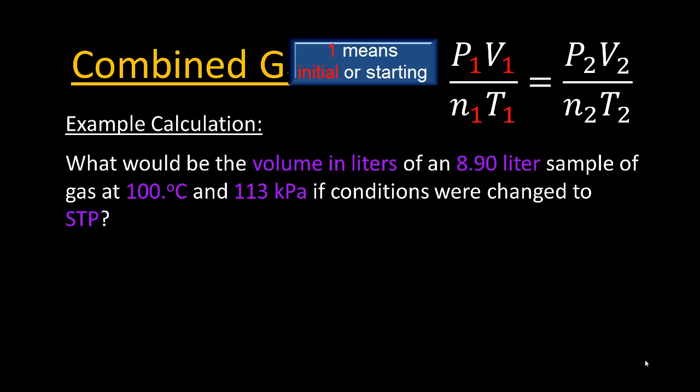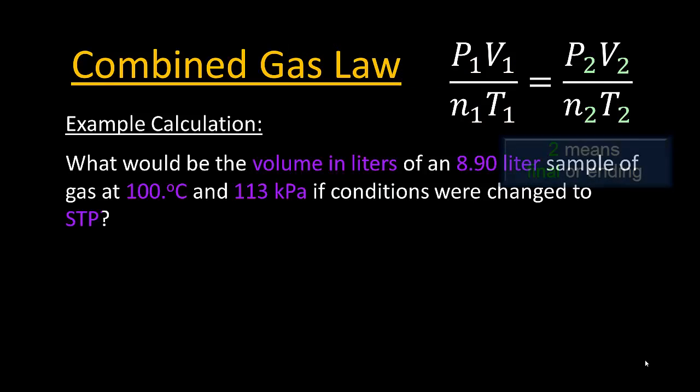I'd also like for you to remember that the ones in these calculations and these laws stand for the initial conditions. So P1 would be the initial pressure or starting pressure, and V1 would be the initial volume or starting volume. And the 2's stand for the final pressure, volume, moles, and temperatures, or the endings. So P2 would be the final pressure, and V2 would be the final volume.